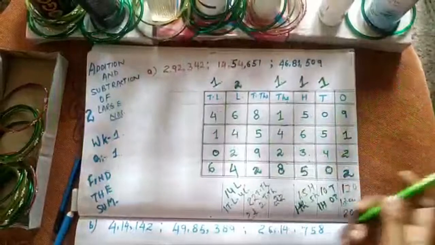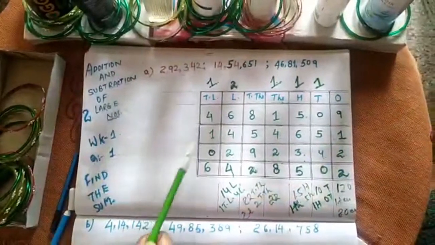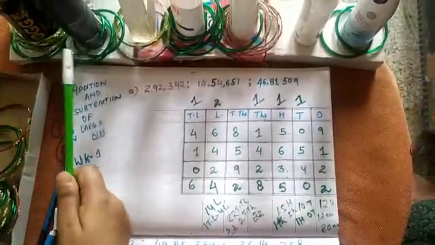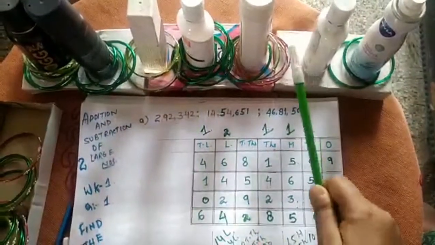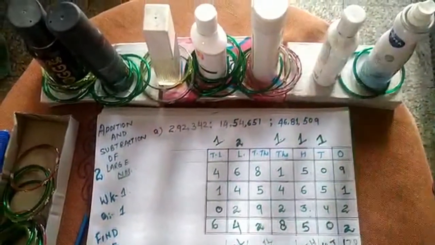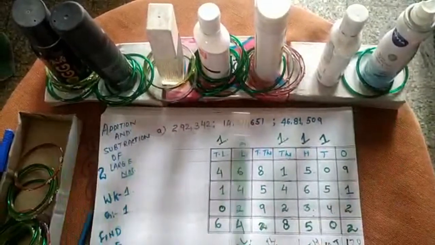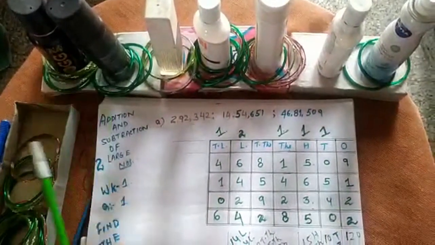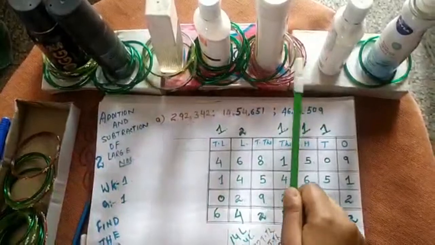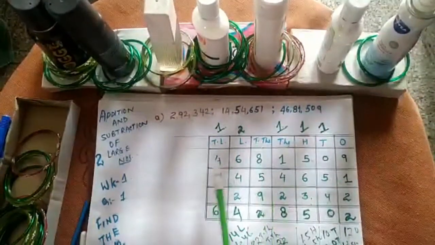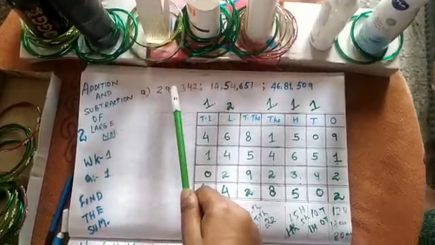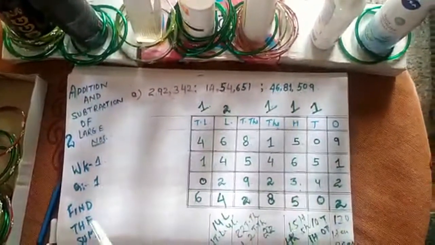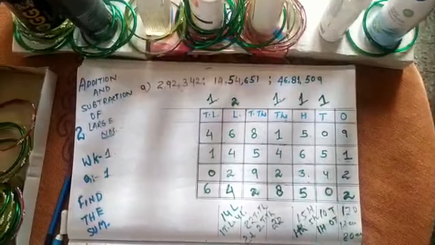So what does this abacus show after the addition? It is having 6 10 lakhs, 4 lakhs, 2 10,000s, 8,000, 500, 0 tens, 2 ones. How will we read it? 64 lakhs, 28,502. So this is the sum after adding these three large number addends.